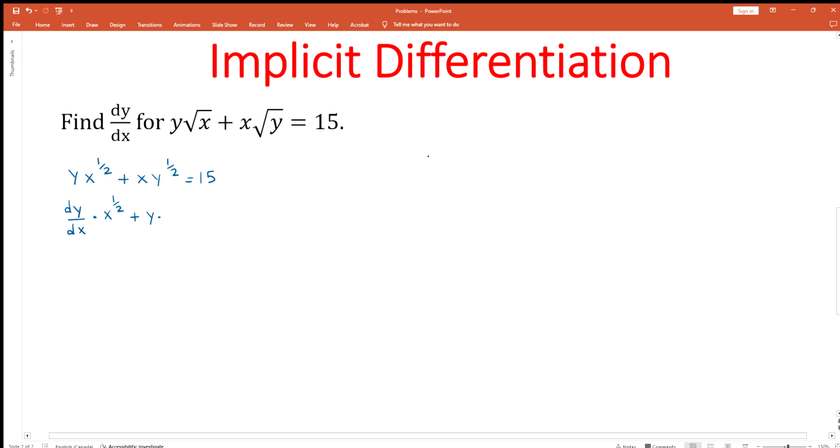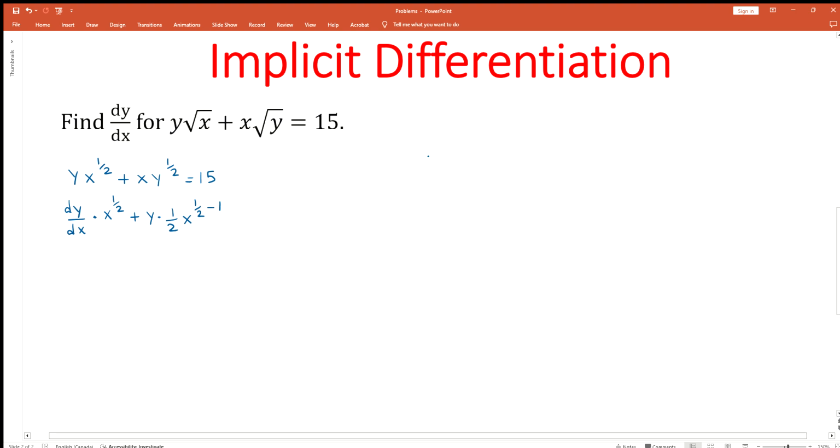We can find the derivative of x to the power half with respect to x using the power rule. As per the power rule, we move the exponent half to the front of the term and subtract 1 from half. We are done with the derivative of the first term.